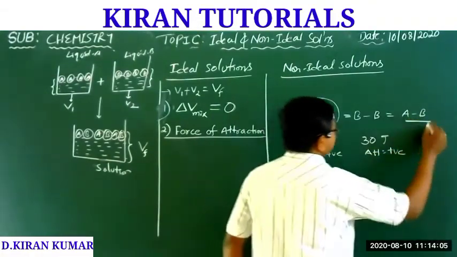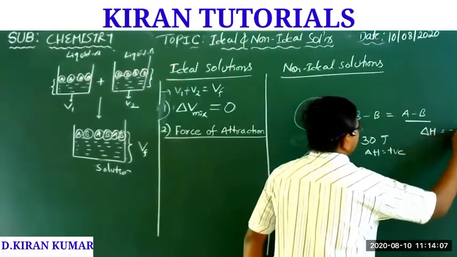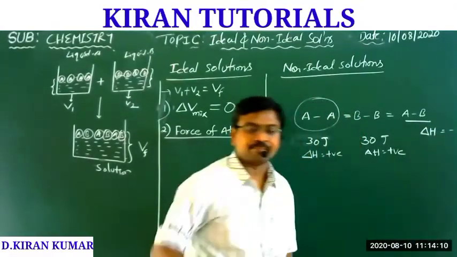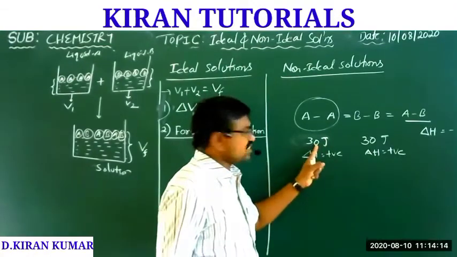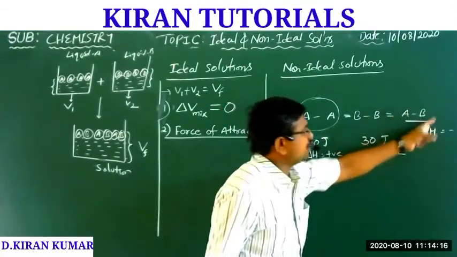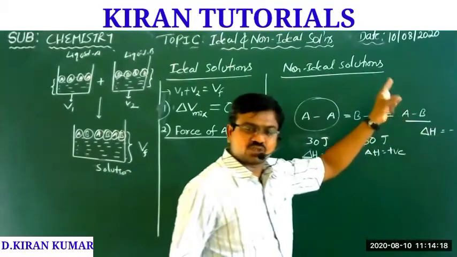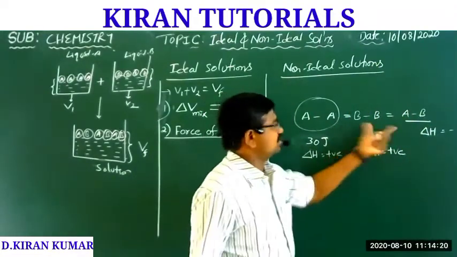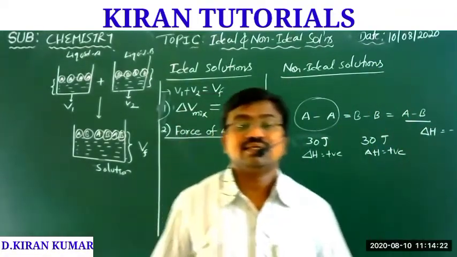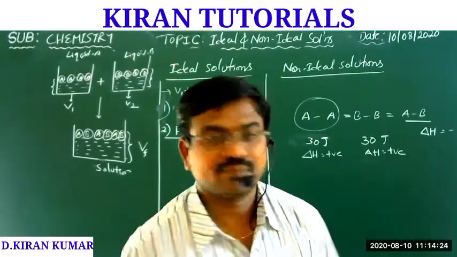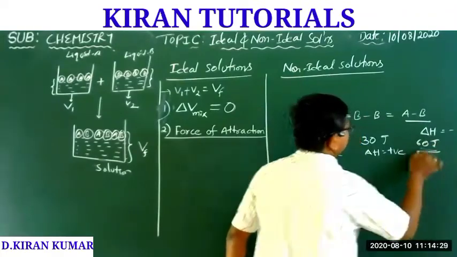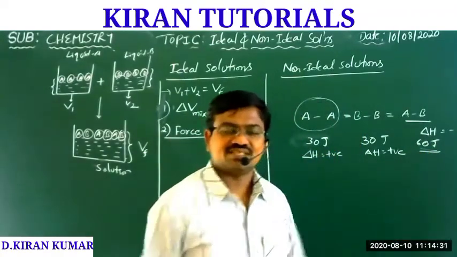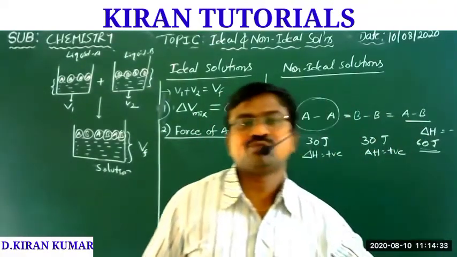But what about here? Delta H is negative. In general, I am saying negative. Clear? So 30 joules is absorbed, and the formation of new AB interactions releases an equal amount, so 30 plus 30, 60 joules. 60 joules of energy is released, and 60 joules of energy is absorbed.